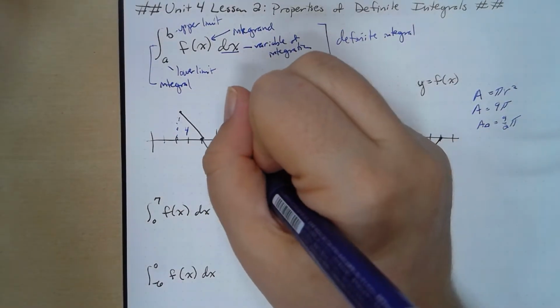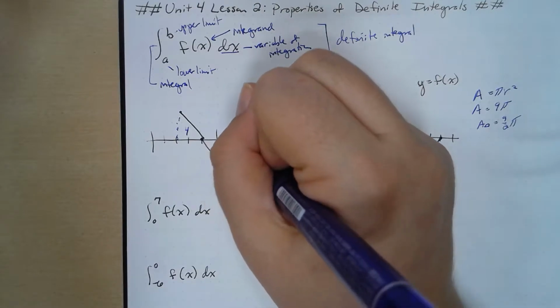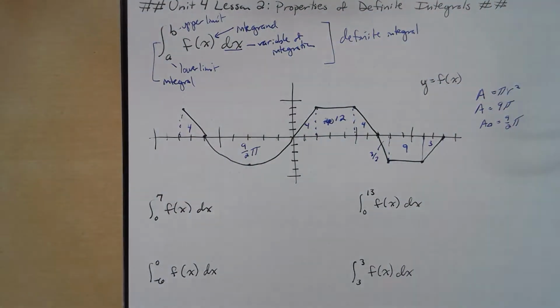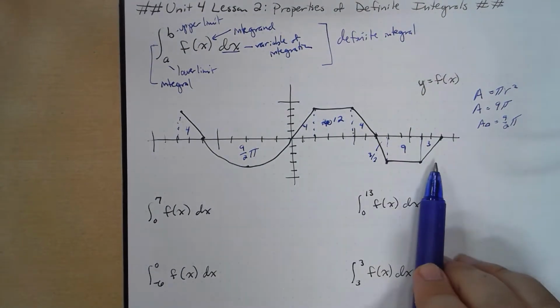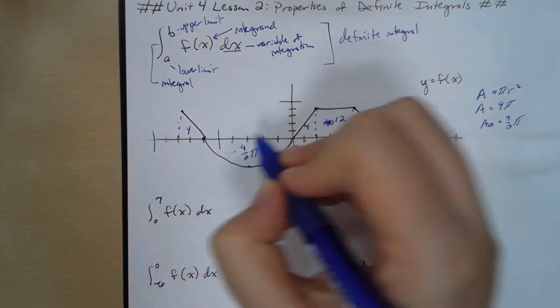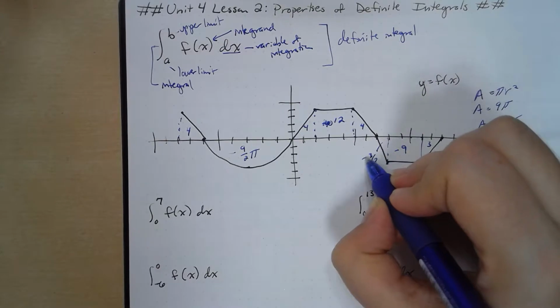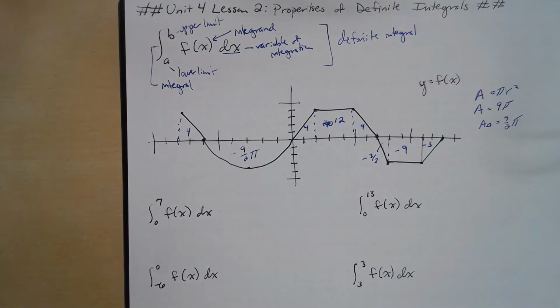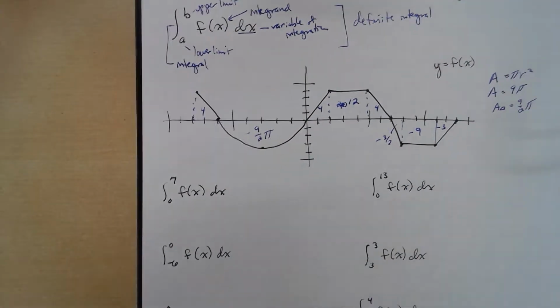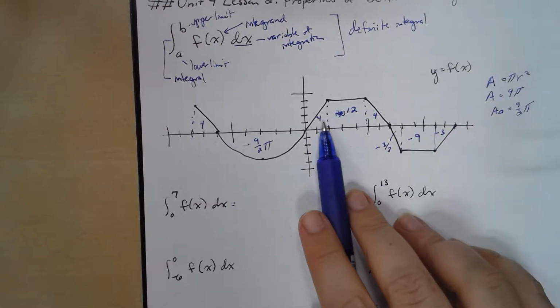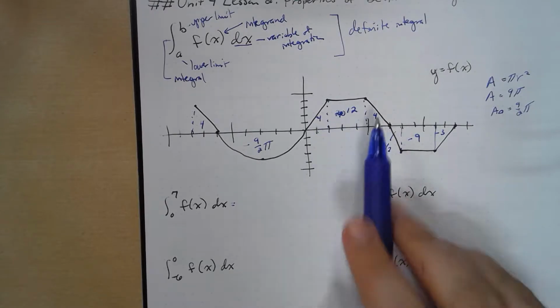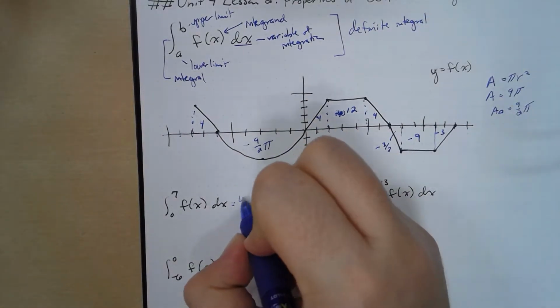So 9 halves pi. And something I didn't tell you is that because these areas are below the x-axis, they're actually negative. So these are thought of as negative areas, and that's going to be important when we're calculating this. So here, we're asked to find the integral from 0 to 7 of f of x dx. Well, from 0 to 7, we're going to go to here. We take 4 plus 12 plus 4.